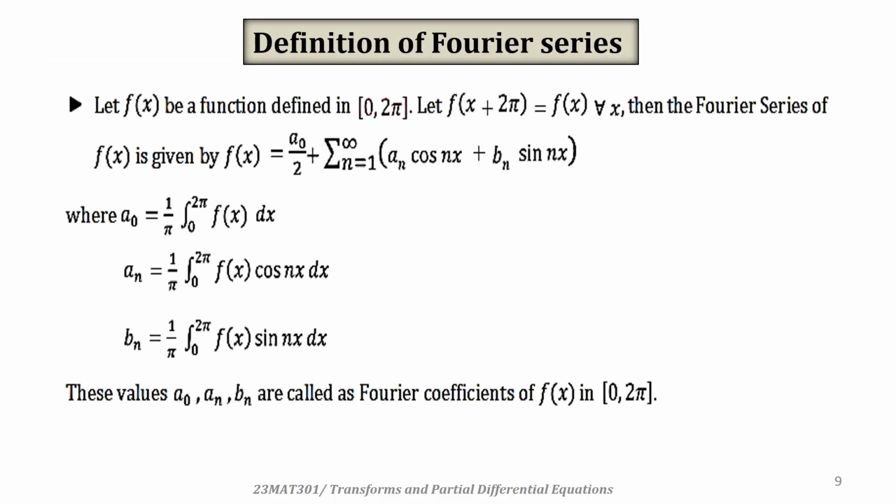So on Fourier series, if a function is defined on 0 comma 2 pi, you can write f of x is equal to a naught by 2 plus summation n is equal to 1 to infinity a n cos nx plus b n sin nx, and for a naught, a n, b n, the limit alone changes: 0 to 2 pi.